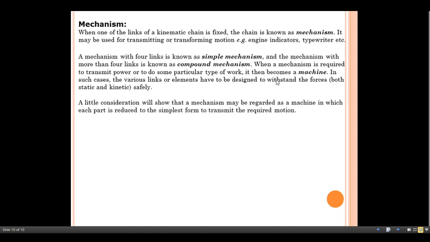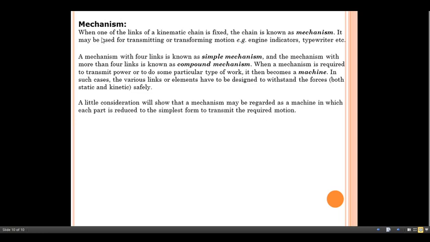When the mechanism is required to transmit power or to do a particular type of work, it then becomes a machine. In such cases, the various links or elements have to be designed to withstand the forces, both static and kinetic, safely. A little consideration will show that a mechanism may be regarded as a machine in which each part is reduced to the simplest form to transmit the required motion.